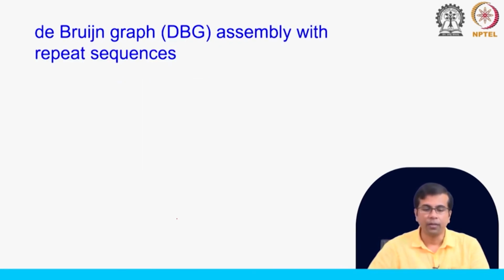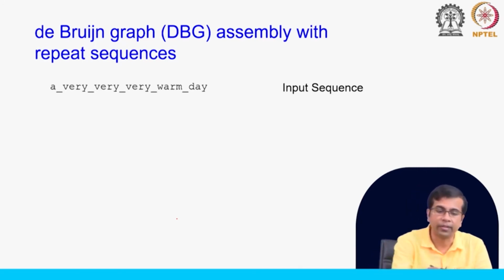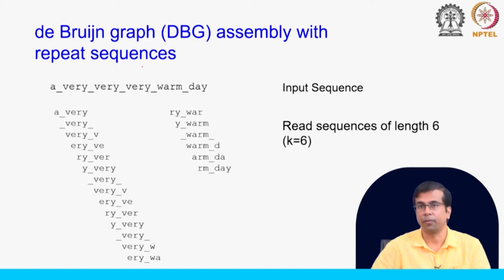Now, we will take another example where we will do the assembly with repeat sequences, and we will see how the De Bruijn graph handles them. We will take this input sequence, which we have used before for the VLC approach, the example of very warm day. We see this repeat very clearly, you have this very part. This word is repeated 3 times in this sequence. This is the repeat region, and let us build the De Bruijn graph.